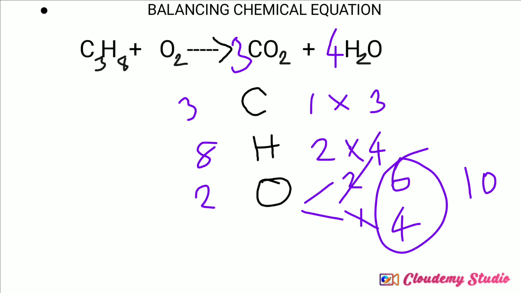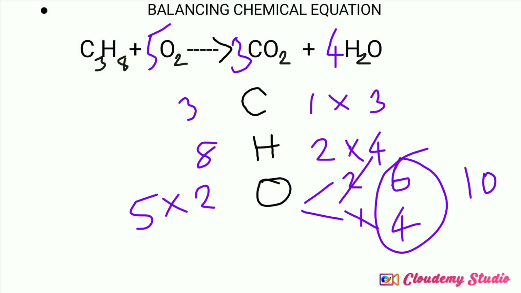But at the left hand side, the oxygen atoms are 2 times only. So in order to make it equal, what has to be done? This 2 has to be multiplied by 5. So that 5 has to be written as a coefficient for oxygen. So 5 has to be written before the formula of oxygen.